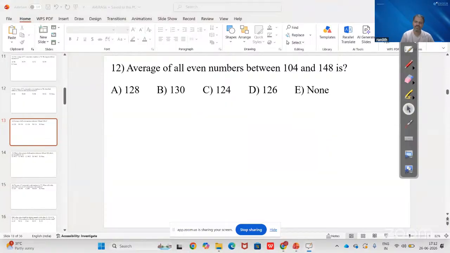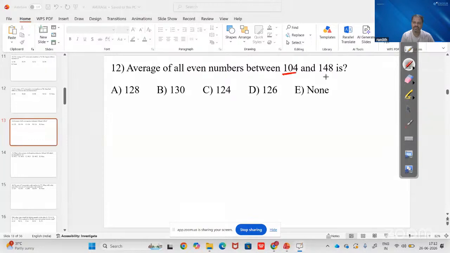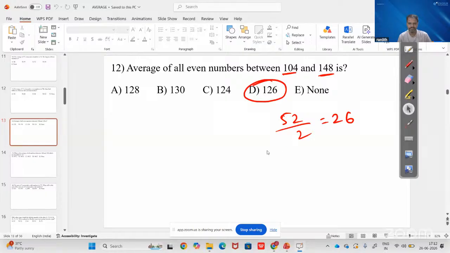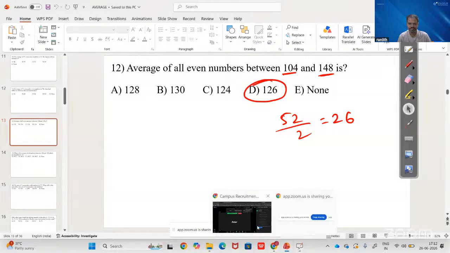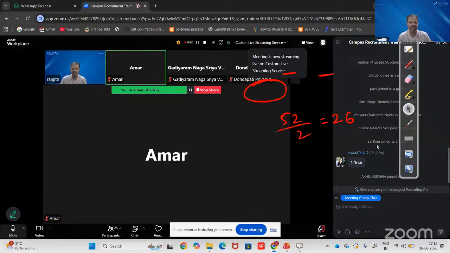So here 104 and 148. First number is 104, last number is 148. So sum will be equal to 52 by 2, equal to 26. So the answer will be equal to 126. Answer is 126. Done. Thank you.